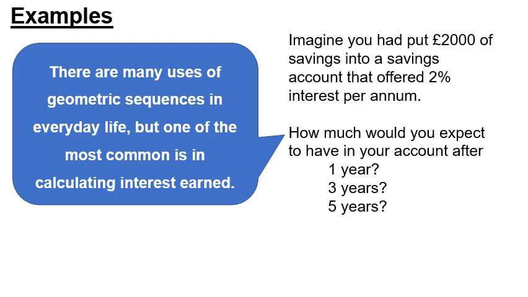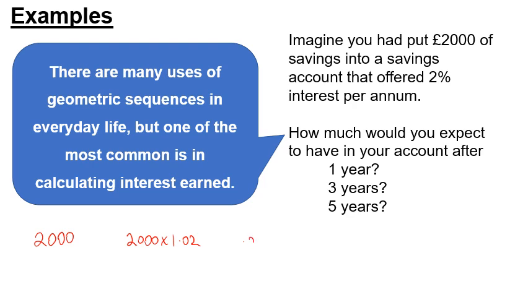So here's a fairly basic example of how a sequence could be used in a real life situation. This is an example of compound interest that I'm sure you remember from GCSE. Imagine you put some money into a savings account which offers 2% per annum, which means per year. So we're starting with £2,000 in the bank. After a year, 2% would have been added in. And the quickest way of working out that total would be 2,000 multiplied by 1.02.